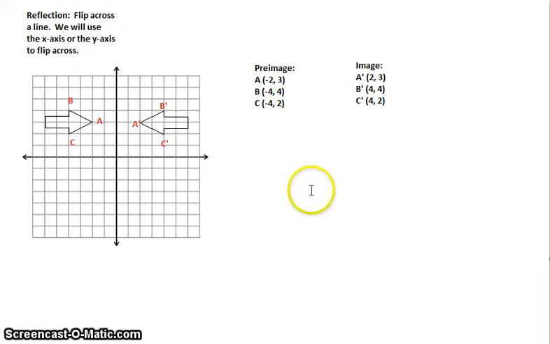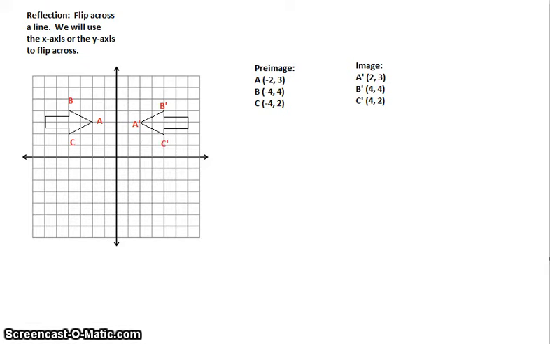Now I'm going to compare my coordinates. Here I have my pre-image coordinates, and here I have my image coordinates. If you guys notice, everything is practically identical. The only difference is that all of the x's in the pre-image are negative, and all of the x's in the image are positive. And that is going to be the helper for our rule.